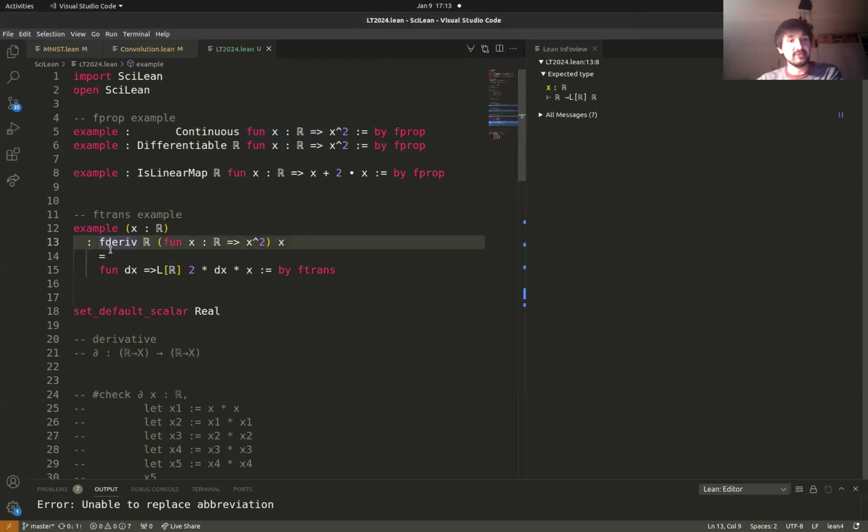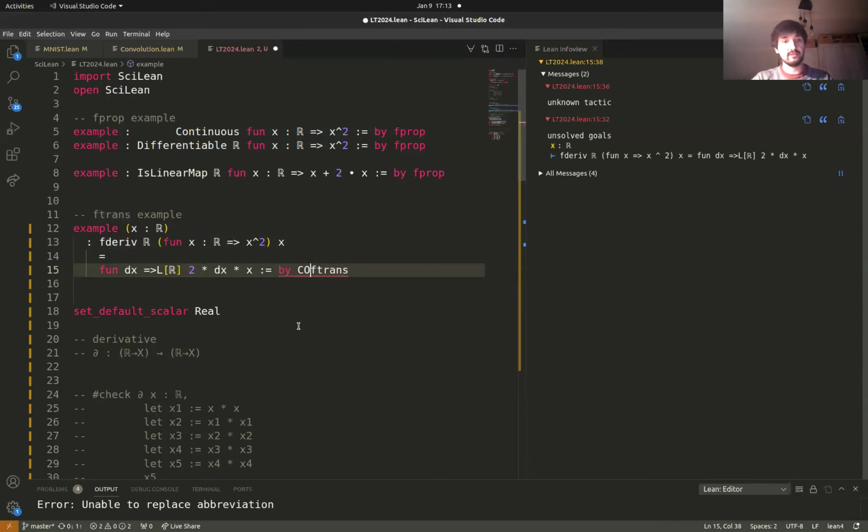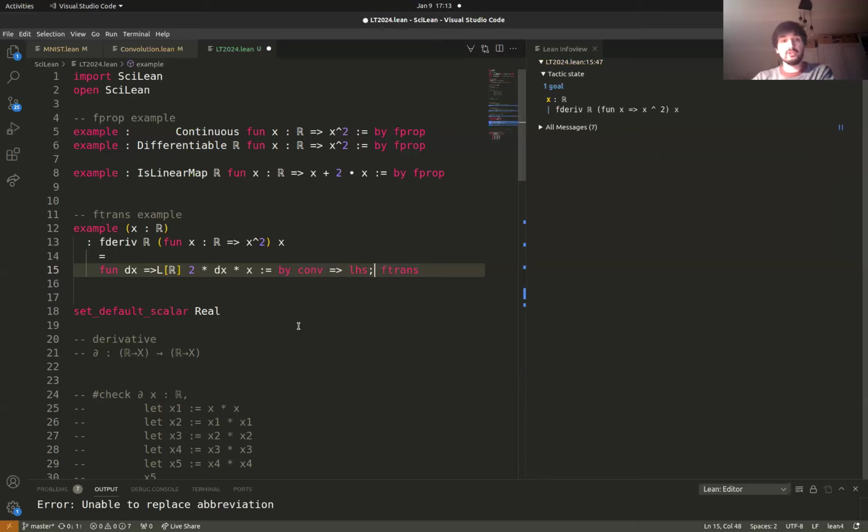Okay, so when we want to compute a derivative of x squared, right? It's a linear function in dx, and it's equal to 2 times dx times x. You can solve it by FTrends, but what is important is that this is a conv tactic, so you can zoom in on the left hand side, and then by calling FTrends, it just transforms the x squared into 2 times dx times x.